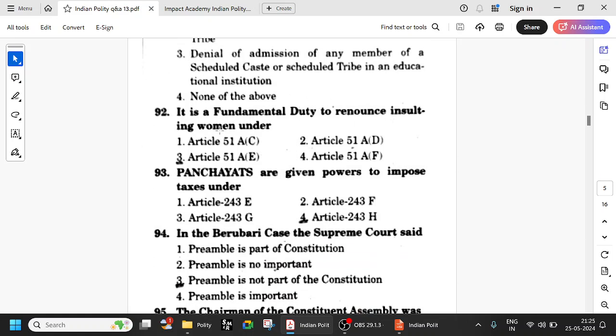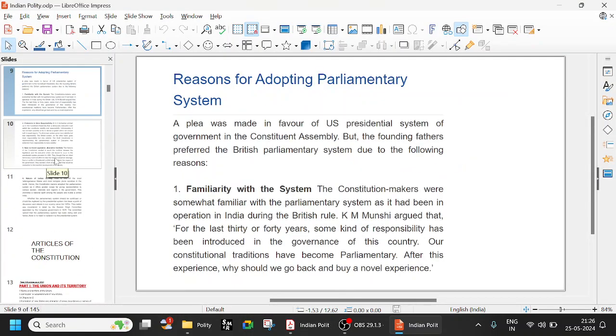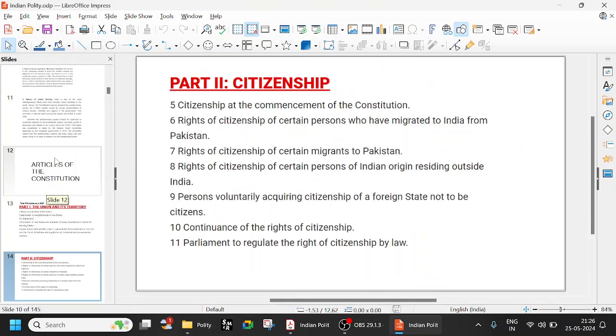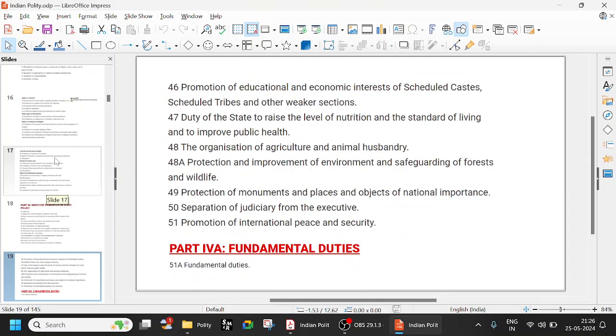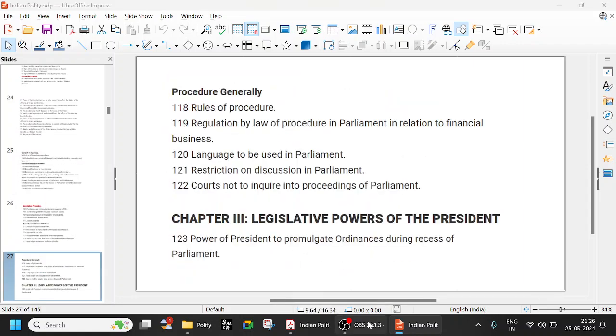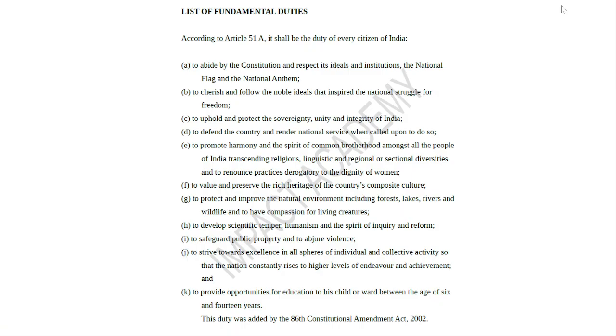It is a fundamental duty to renounce insulting women under which article? Everybody knows Article 51A is fundamental duties, but these subsections are frequently asked. Out of 75 questions, at least 5 to 6 or maybe 10 will be on subsections. So you need to be able to identify. Fundamental duties, 51A. Fundamental duties are also very important. Questions are frequently asked.